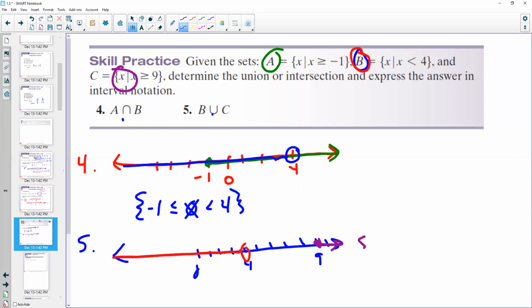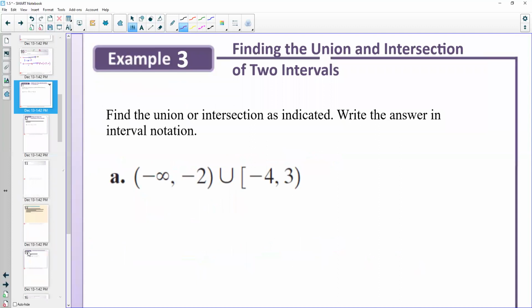So I need 2 buckets here. From negative infinity to 4. 4 is not included, so soft parentheses. So that should be a soft parenthesis too. Or, oh, sorry, my pen is not keeping up with my fingers. Or hard bracket, because the 9 is included, up to infinity. All right.